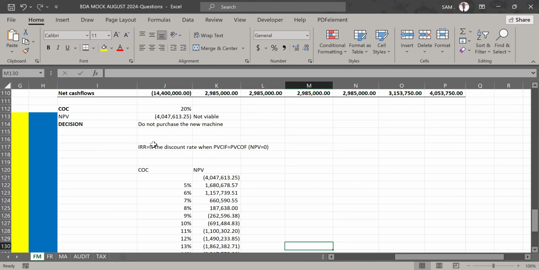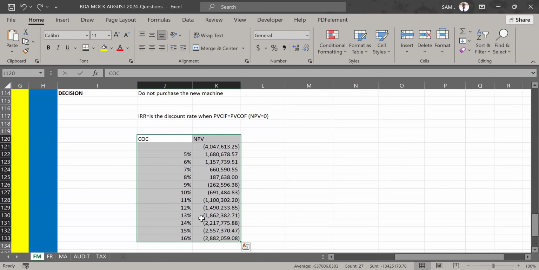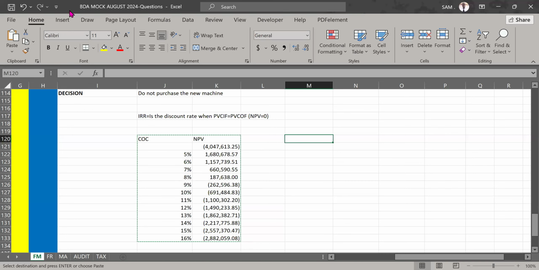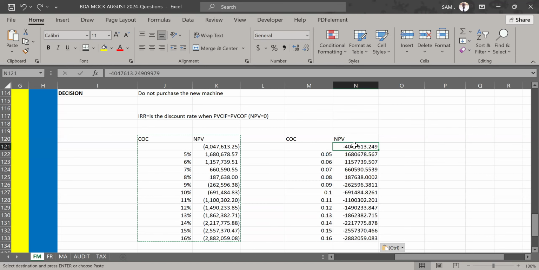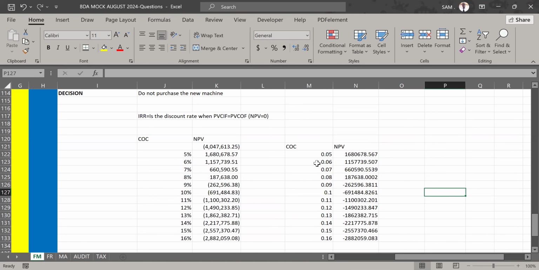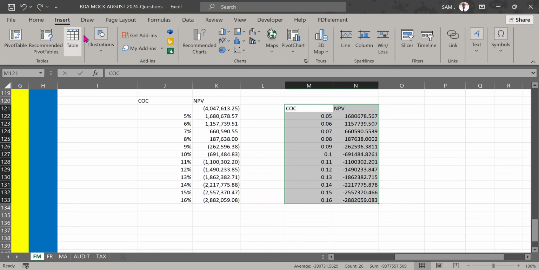Because we don't need it, what I normally prefer, because it helped us to compute that, is copying it safely and putting it aside as values. Then I comfortably remove it. Then I adjust my columns and my figures like that. Then I can easily highlight the cost of capitals and NPVs. After I've done that, I go to Insert. What are we inserting? We are inserting charts.